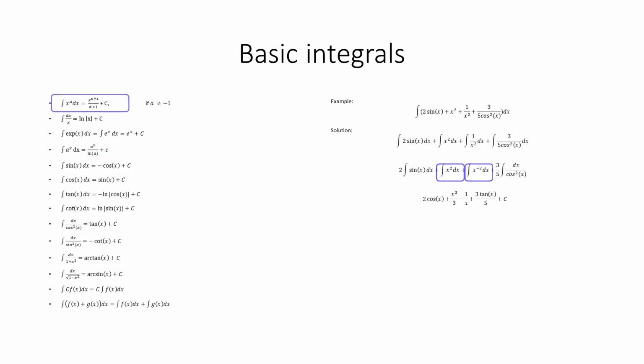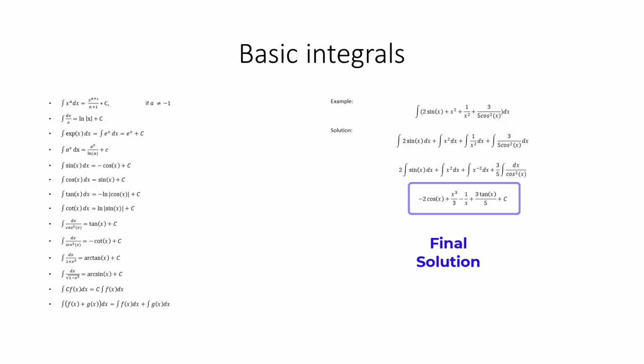The second and third integral use the first basic formula when we encounter integrals with x to a certain power different from -1. We have to add 1 to the power in the integral and divide the result by the same amount. After all these substitutions we are done, but do not forget to add a constant denoted by uppercase C to our final solution.